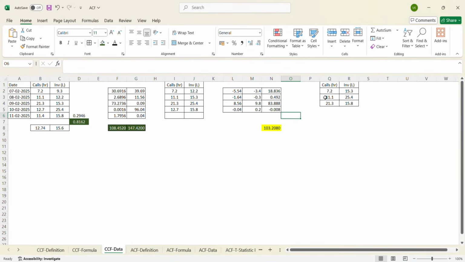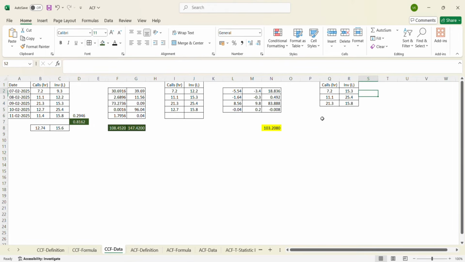So what I have done, I have taken data points 7.2, 11.1, 21.3, the first 3 data points. Then in B, I have taken data points 15.3, 25.4 and 15.8. Basically, I have taken a lag of 2. Earlier I had taken a lag of 1. Now I am taking a lag of 2.